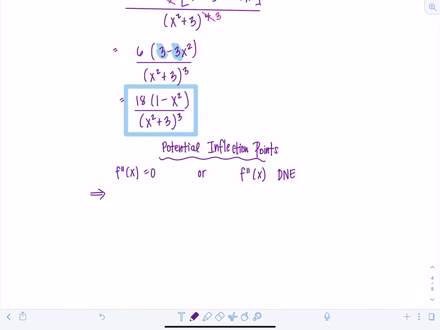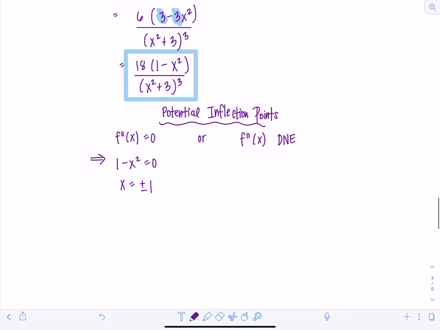18 is never going to be 0, so it means 1 minus x squared would be 0, which means x would equal plus or minus 1. If f double prime doesn't exist, that would mean the denominator is 0. But remember, the denominator is x squared plus 3 cubed, so x squared plus 3 would equal 0, and we already said that this doesn't have any real solutions. So my only potential inflection points are at positive and negative 1.